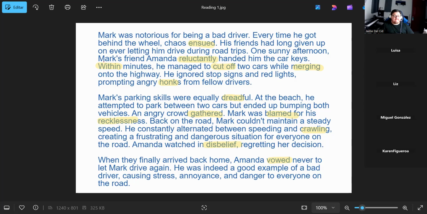Excuse me, teacher. Yes. This is the part, paragraph number 3. Finally, when they finally arrived back home, Amanda vowed never to let Mark drive again. He was indeed a good example of a bad driver, causing stress, annoyance, and danger to everyone on the road.